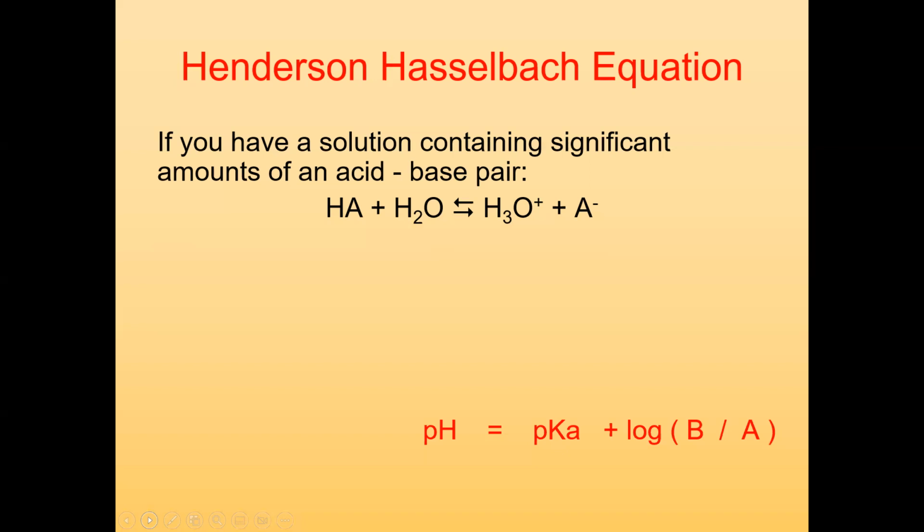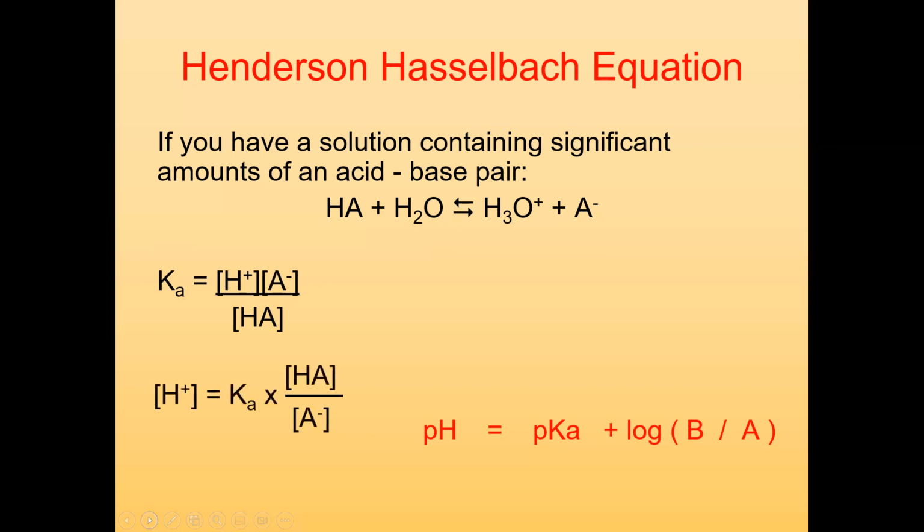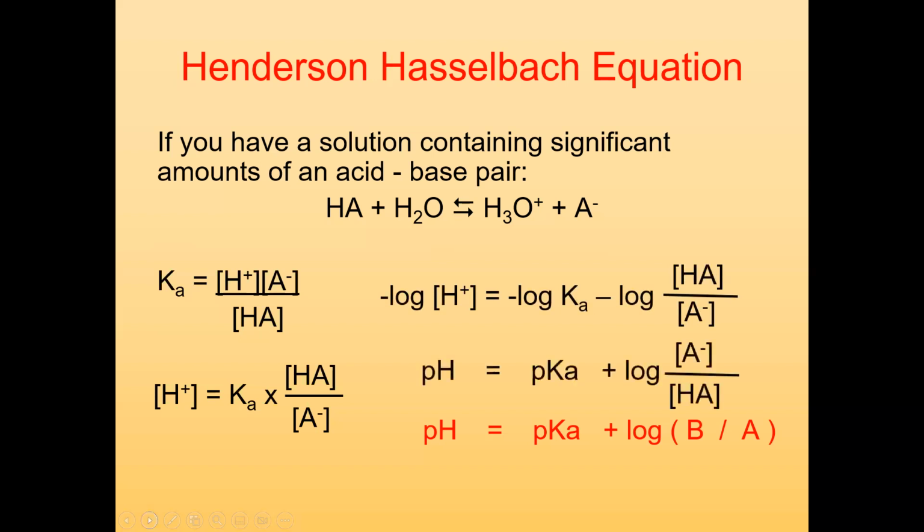How we got that, it all started from Ka. They took Ka and solved for the hydrogen ion because we need that for pH. So that means that [H+] equals Ka times the acid concentration over the conjugate base. To get pH, they have to do the negative log, so they did the negative log of both sides. And then it ends up simplifying to what we have as the Henderson-Hasselbalch equation.